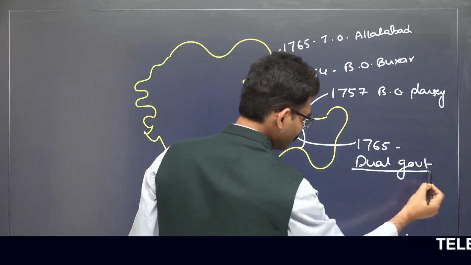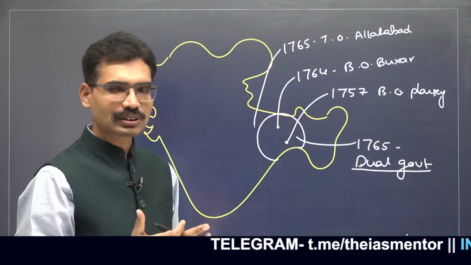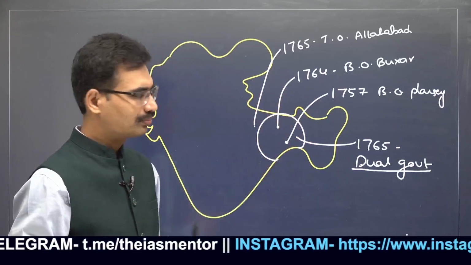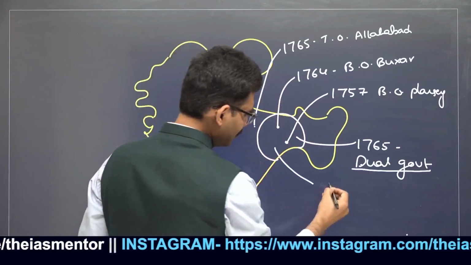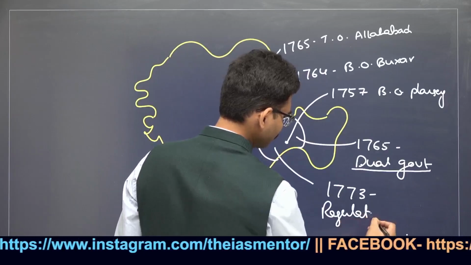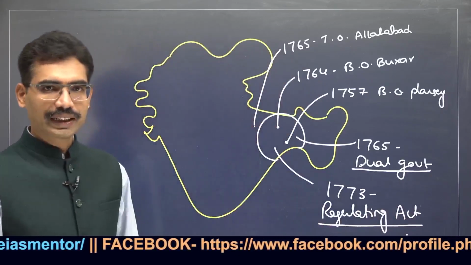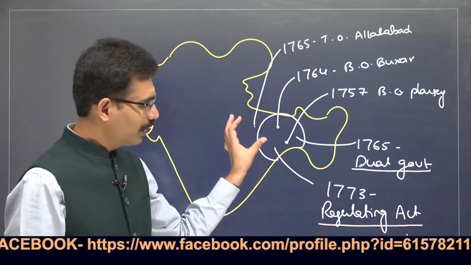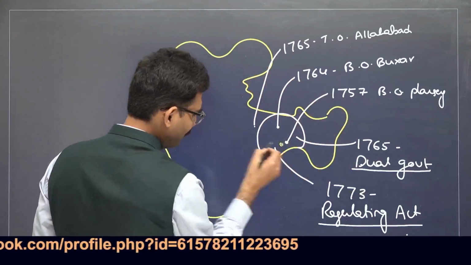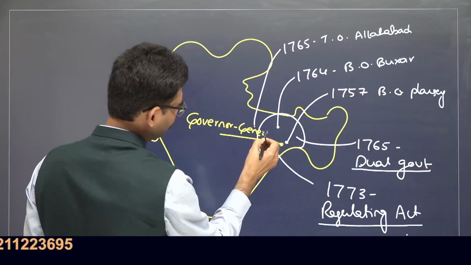With this dual government, they got the power but no responsibility, and Nawab had the responsibility but no funds. Now complete chaos. It resulted in famines also. That is why in 1773, Regulating Act was passed. Now we are focusing on Bengal because here the Governor of Bengal became Governor General of Bengal.